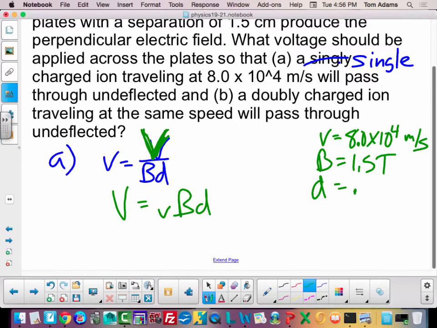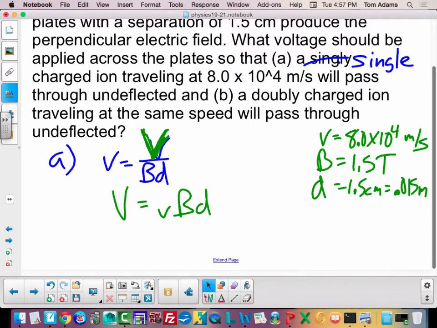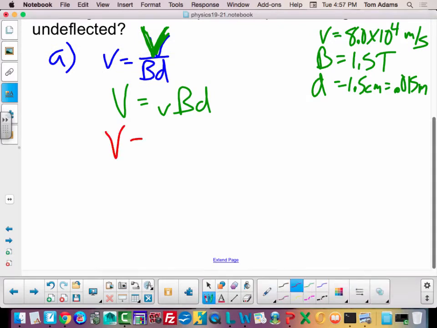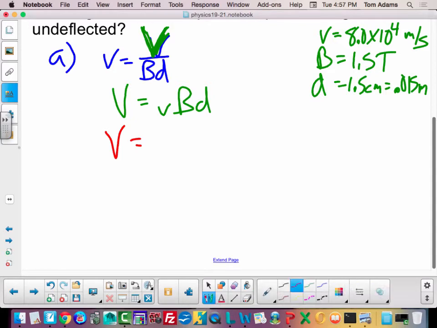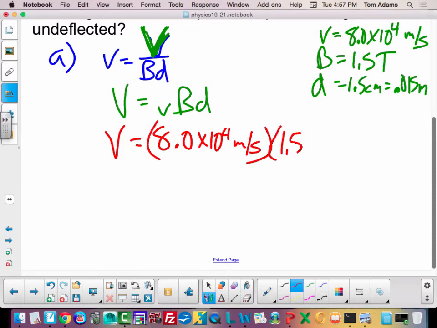So 1.5 centimeters converted into meters is 0.015? Yeah, so 0.015 meters. All right, cool. So we have all of our units right, so let's just plug that into our equation. So the voltage then is equal to 1.5 Tesla. Darn it, we gotta do the velocity first. 8.0 times 10 to the 4th meters per second. Okay, that's good. Times the magnetic field, 1.5 Tesla, times the distance, which is 0.015 meters.